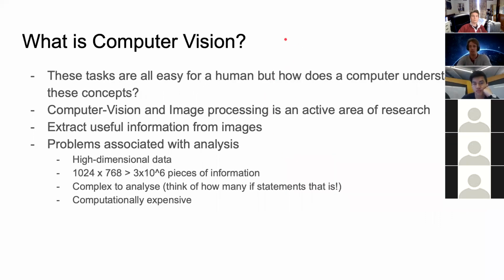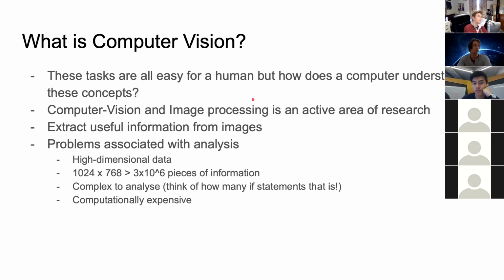So what is computer vision? Computer vision is trying to get a robot, a computer, to understand this information. Computer vision and image processing are sort of used interchangeably. They are slightly different. This is an active area of research. This is a continually growing field in robotics, in computer science, in all these areas.